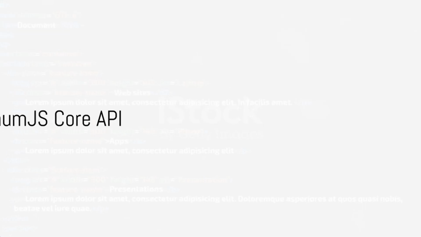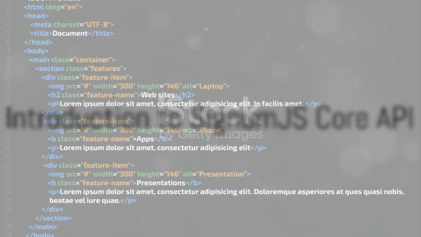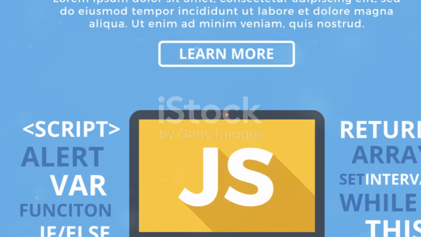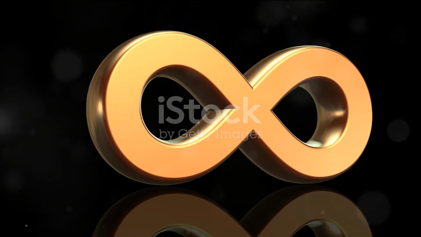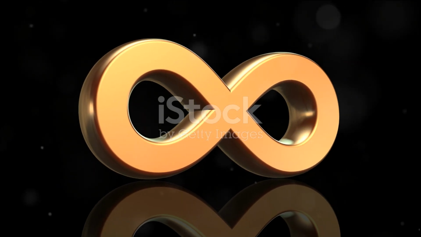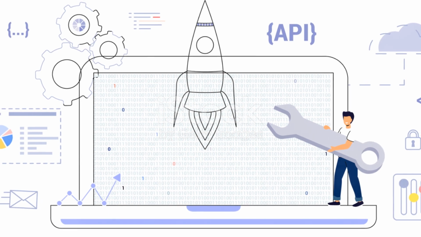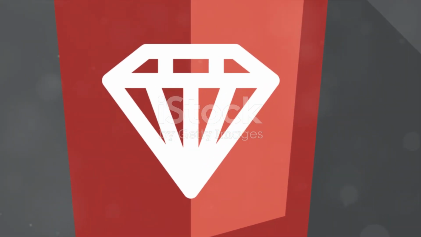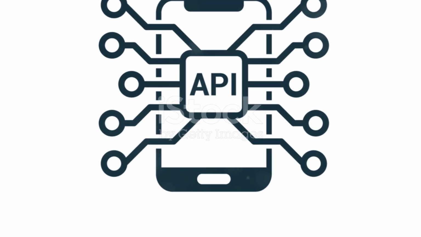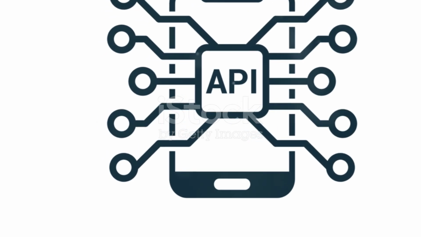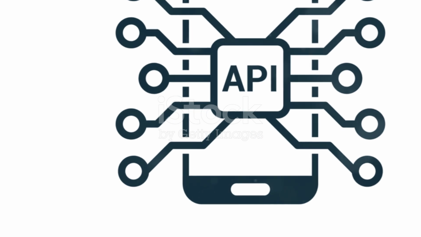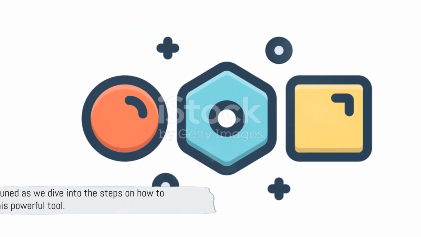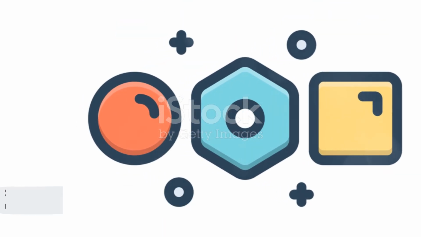Ever found yourself pondering on how to use the Signum JS Core API? Well, you're in the right place. The Signum JS Core API is an elegant, convenient wrapper around the Node HTTP API, providing access to almost all possible API endpoints. It's a powerful tool designed to simplify your development process, making it easier to interact with the Signum network. Whether you're a seasoned developer or just starting, this tool can be a game changer. Stay tuned as we dive into the steps on how to use this powerful tool.